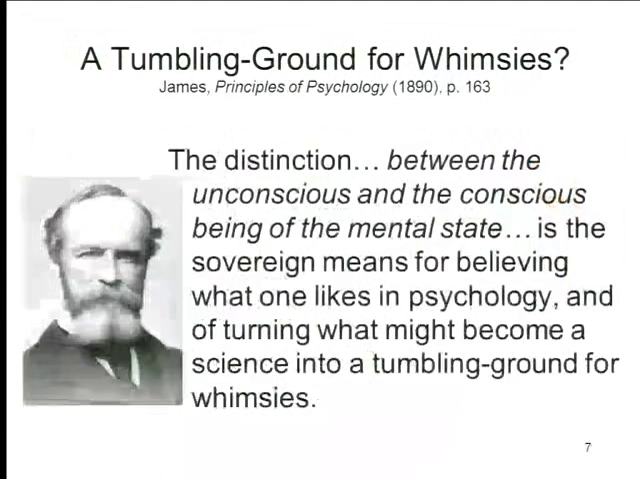Okay, so that's the problem, the end of the 18th century that Kant set out, and it's one that William James grappled with as well at the end of the 19th century, where he talked about this distinction between the unconscious and the conscious being of the mental state. This distinction between conscious and unconscious mental states is a kind of tumbling ground for whimsies, in James's favorite phrase, the sovereign means for believing what one likes in psychology and of turning what might become a science into a tumbling ground for whimsies.